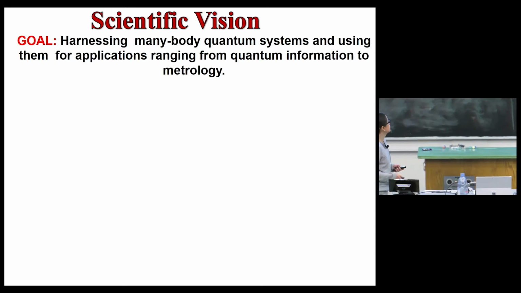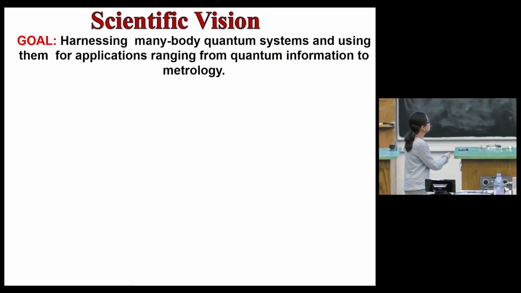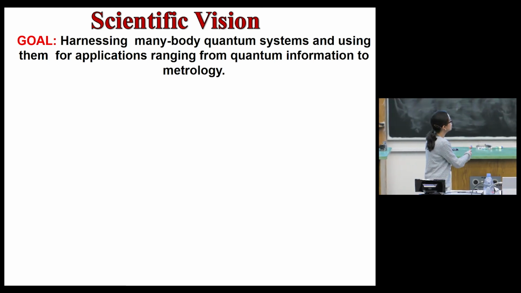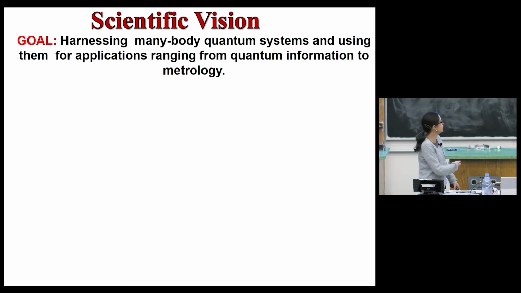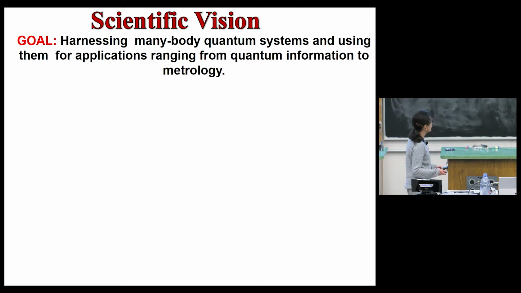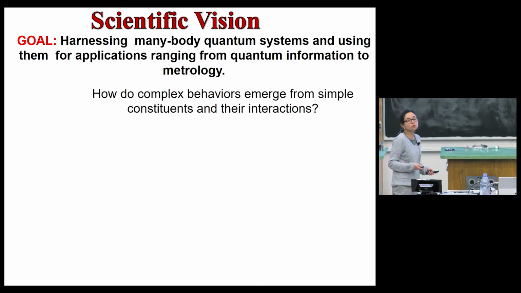What is our scientific vision? What is it that we want to achieve? So what we want to do is harness many-body quantum systems and use them for applications ranging from quantum information to metrology. We want to create very, very precise sensors. And how are we going to do that?